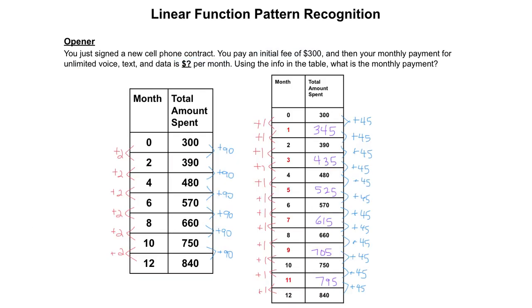Just a quick remark about this table from our opener. You can imagine, now you don't have this on your paper, there's nothing to write down, but you can imagine that this original table that's given to you could be expanded so that we add in what happens at 1 month, what happens at 3 months, so we can figure out what happens between these months when we go by 2s. And you can see that the rate of change over here is 90 over 2. The rate of change for the more expanded table is 45 over 1. Those are equivalent. That's exactly what we got on the previous slide.